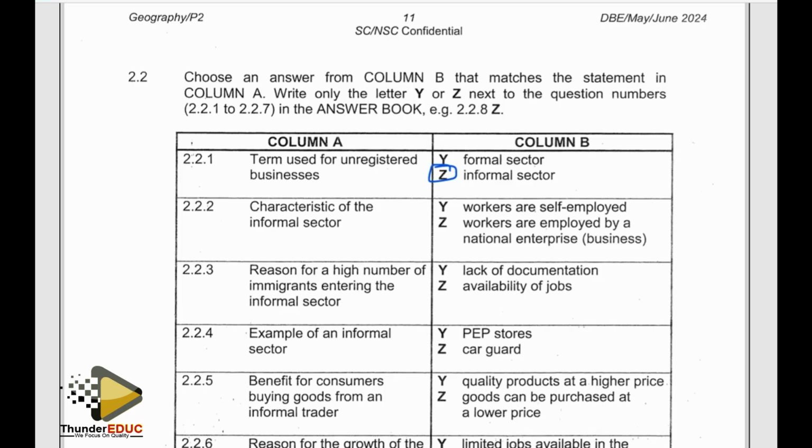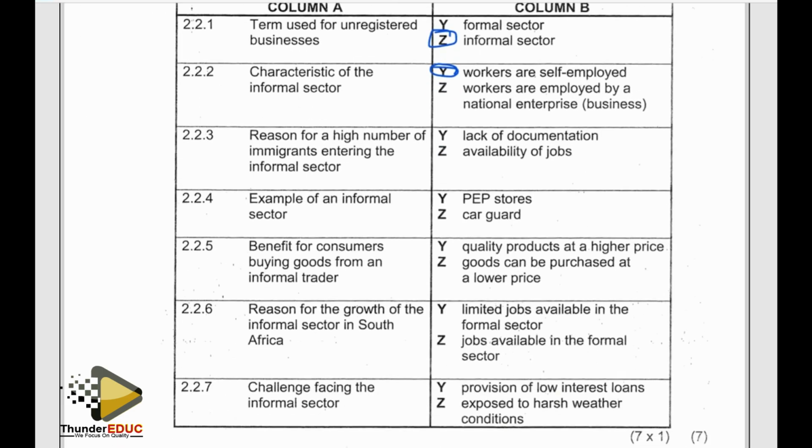Characteristic of the informal sector: workers are self-employed or workers are employed by national enterprise. Workers are self-employed in the informal sector. They do their own thing. Right, move on to the next question. 223, reason for high number of immigrants entering the informal sector. Why do we have so many people from other countries contributing towards the numbers in the informal sector and not the formal sector? Right, the correct response there is Y.